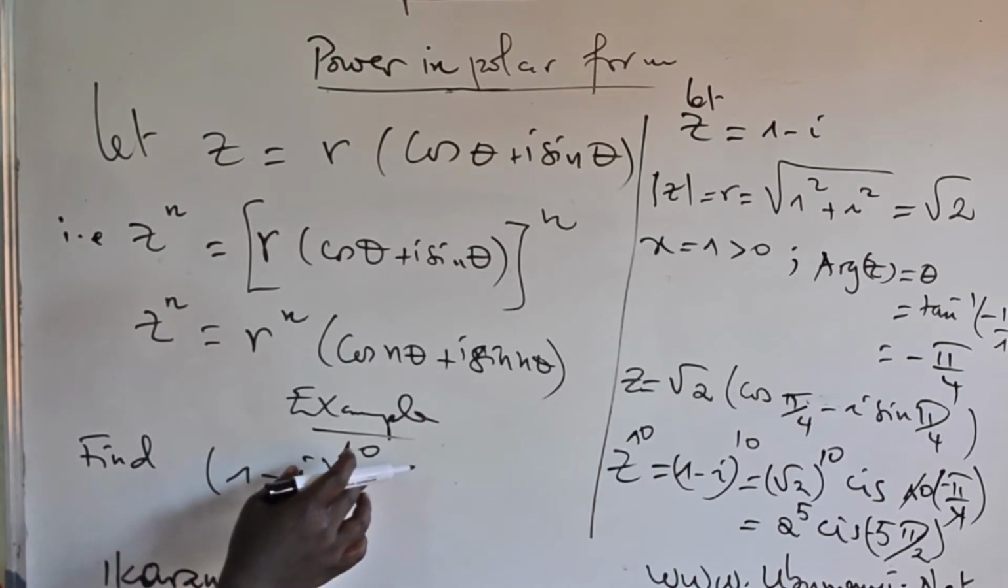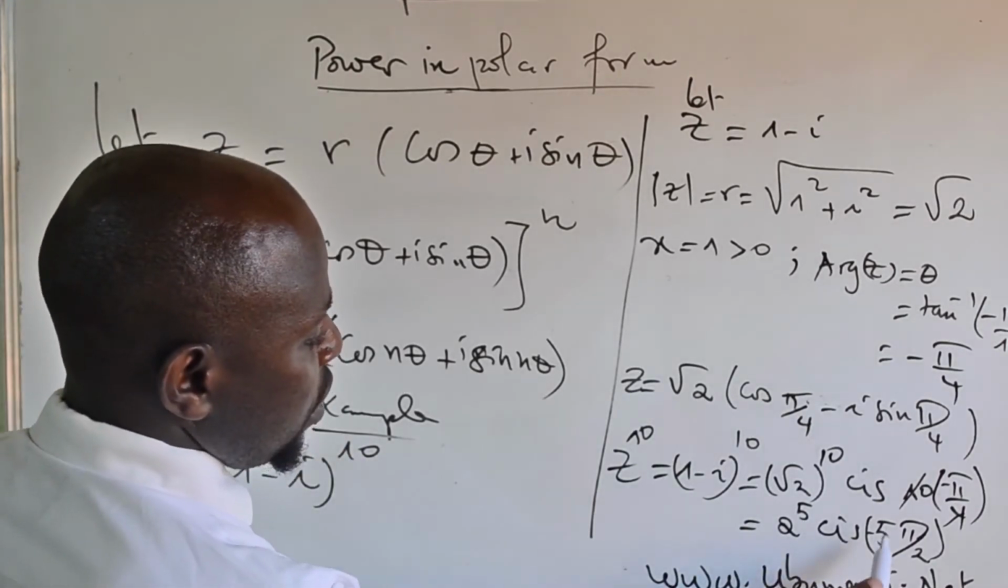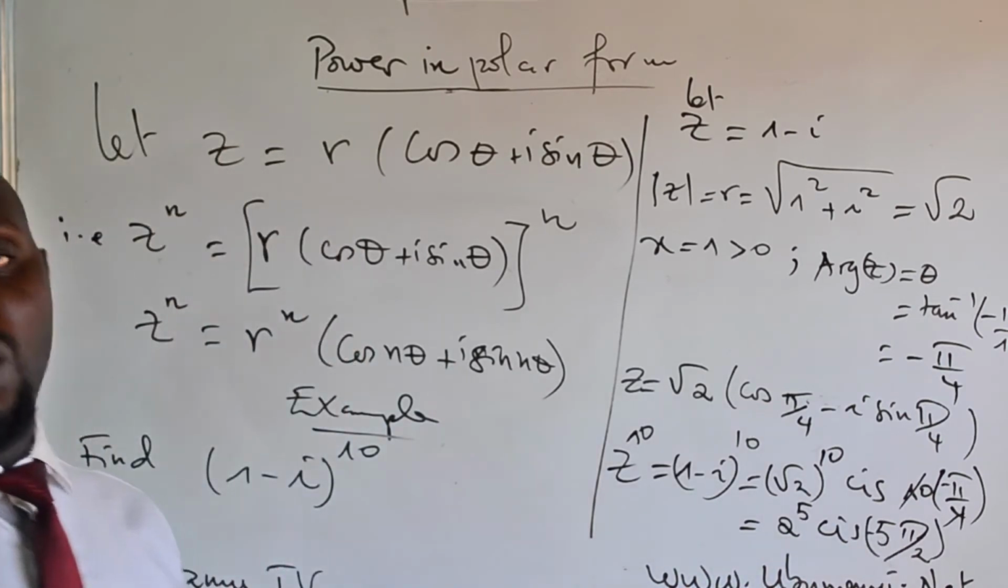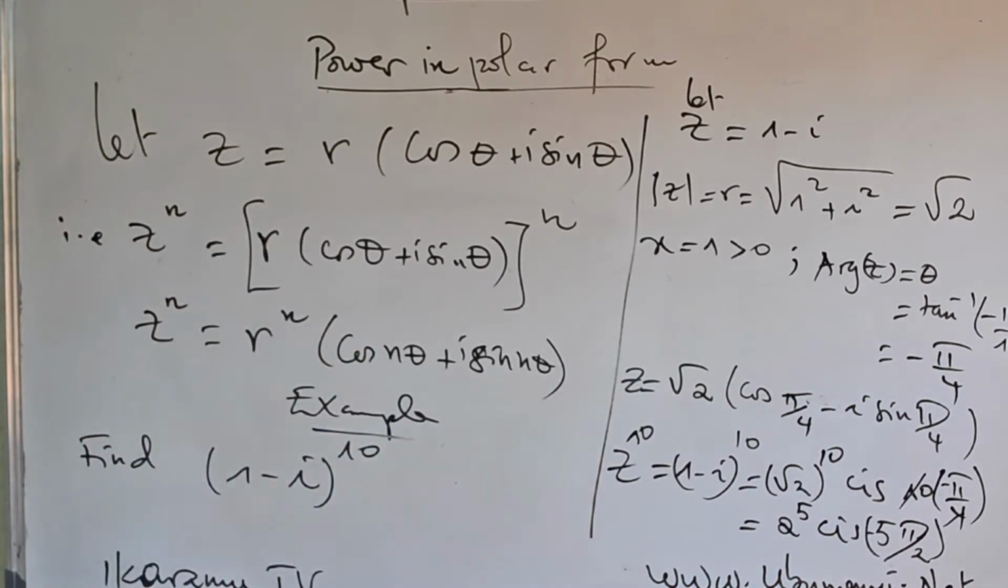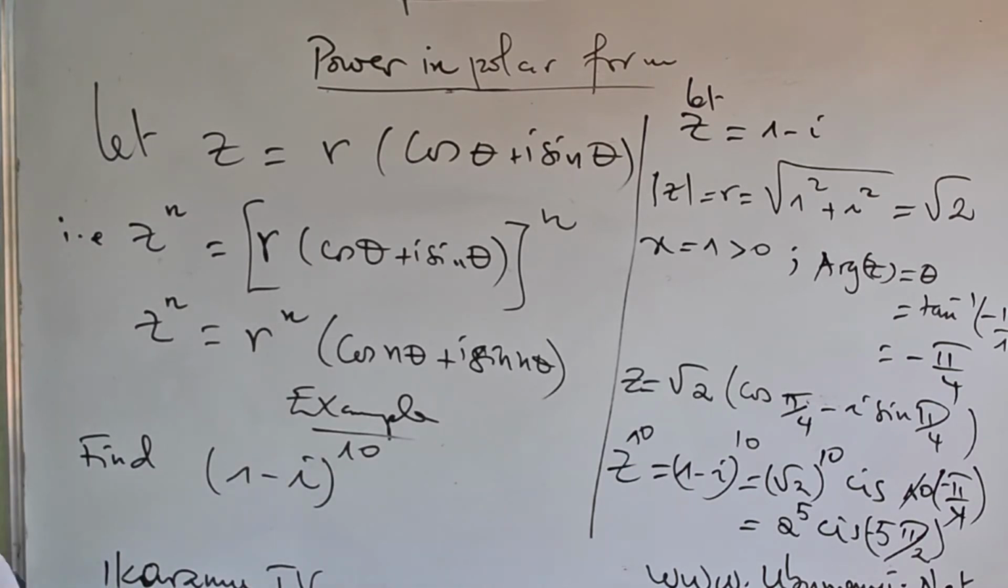which is equal to (1 minus i) power 10, and then this will be equal to 2 power 5 i cis negative 5 pi over 2, ladies and gentlemen. So after this now, we shall see a theorem which is called De Moivre's theorem, which we get from the power. Let's see it.